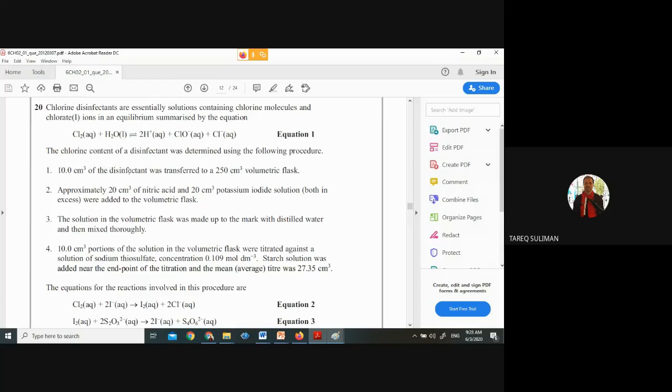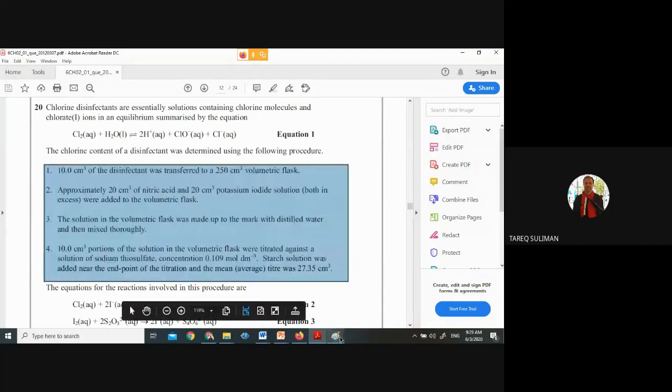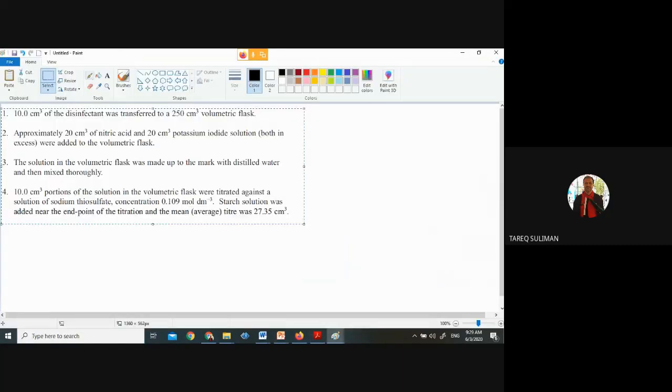10 centimeter cube of the disinfectant was transferred to what? To 20 centimeter cube. I will take the information from here to summarize. The cube were taken from the disinfectant.